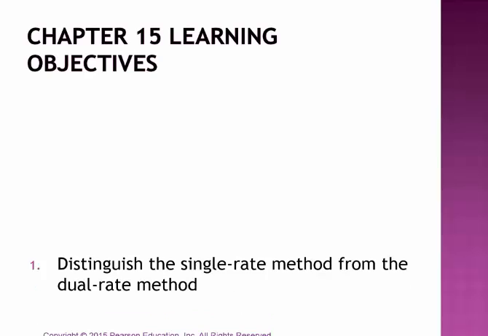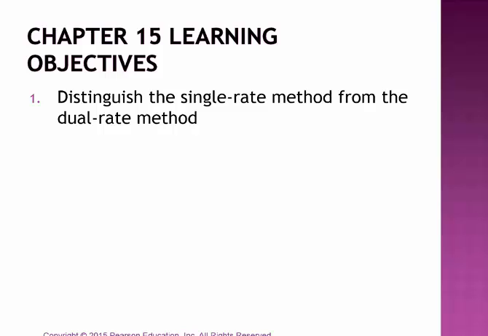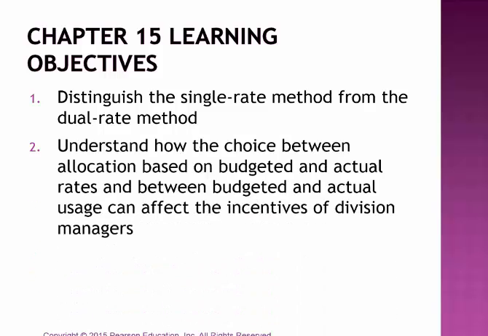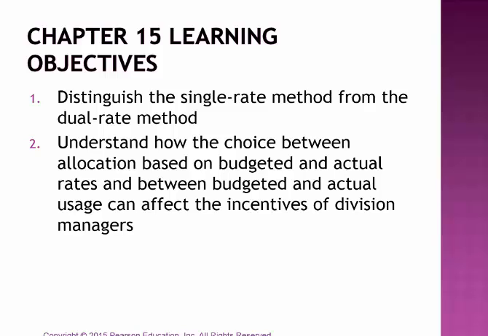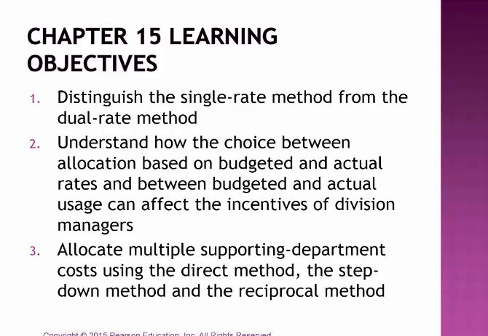Alright, so we've got several learning objectives for this chapter. Number one, we're going to distinguish between the single rate method and the dual rate method. We will understand how the choice between allocation based on budgeted and actual rates differs, and between budgeted and actual usage, and how those can affect the incentives of division managers. We will allocate multiple supporting department costs using the direct method and the step-down method and the reciprocal method. And we're going to talk here in just a moment about what is a support department and what is an operating department or a production department.